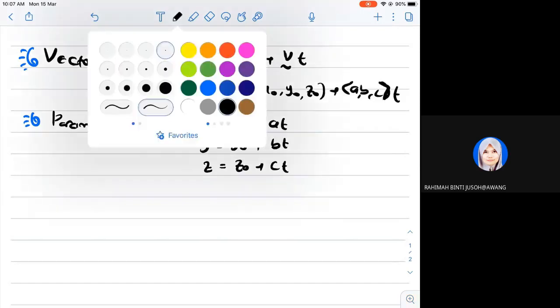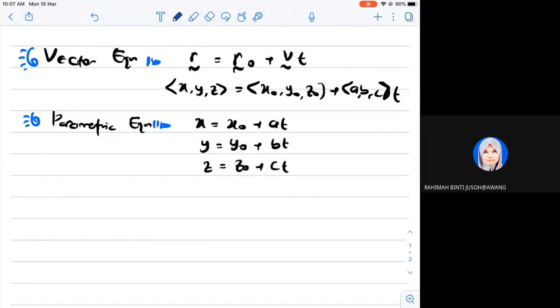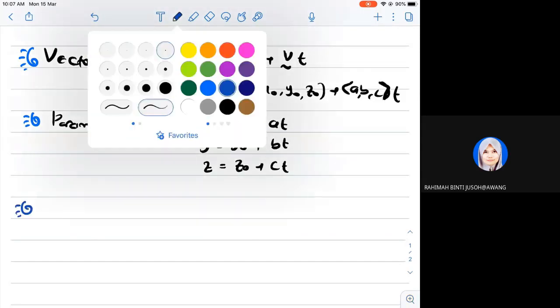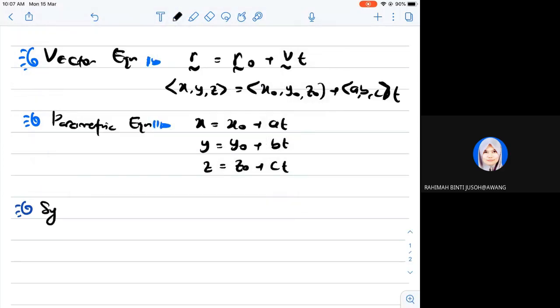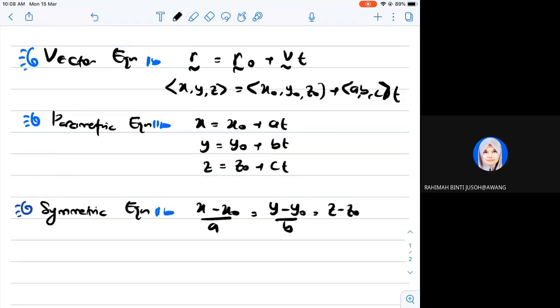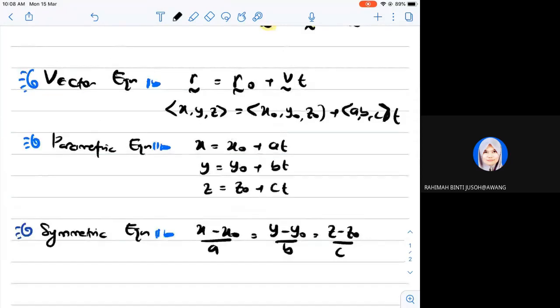And the last one, we will have symmetric equation of line. Where we have X minus X naught over A equivalent to Y minus Y naught over B equivalent to Z minus Z naught over C. Like this. So there are three types of equations.